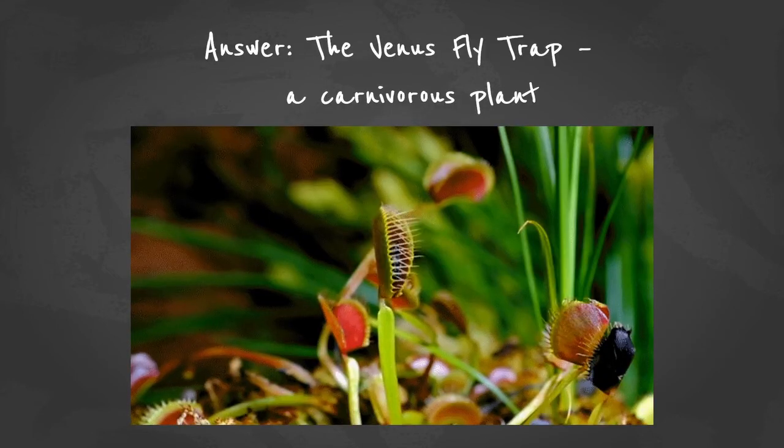So if you guessed the Venus flytrap, you're absolutely correct. This plant is very special in that it's a carnivorous plant. It's able to eat an animal. That's what carnivorous means, coming from the word carnivore, an organism that can eat animals, right? So this is one plant that is not stationary.